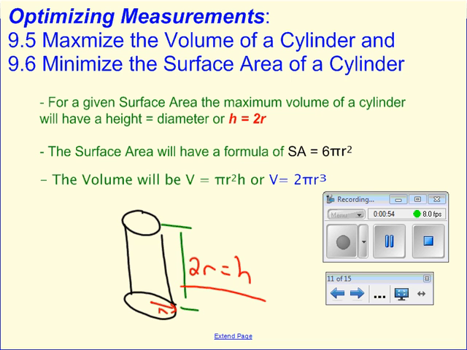The surface area will have a formula of 6 pi r squared, so 6 times pi r squared, and the volume, normally pi r squared times height, will actually change to now 2 pi r cubed, because now we've just multiplied that height by another r, so now it's cubed, and we have another 2. So let's take a look at a couple of examples for these types of equations.